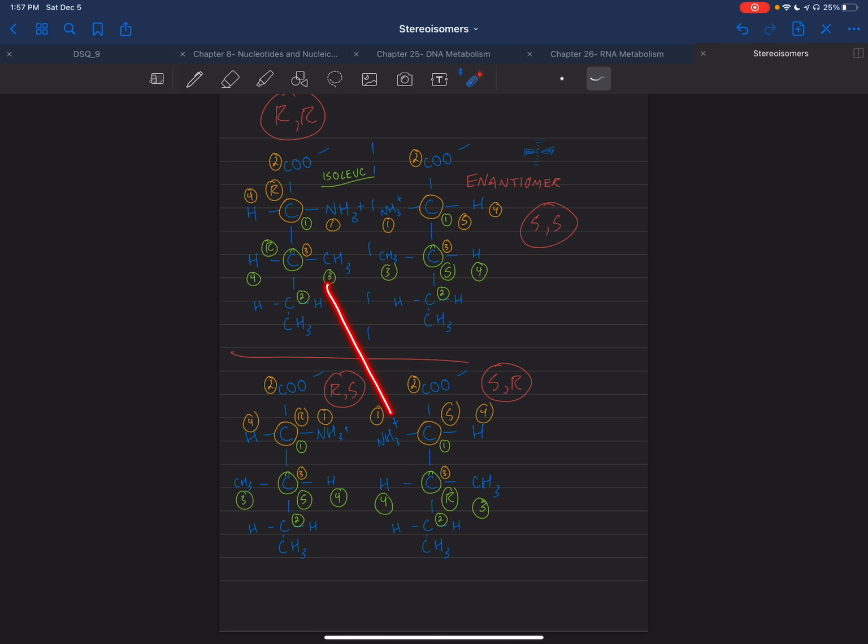These are not mirror images. These are not mirror images. Okay? You only have one mirror image, which is why these are mirror images, which is why these are mirror images.